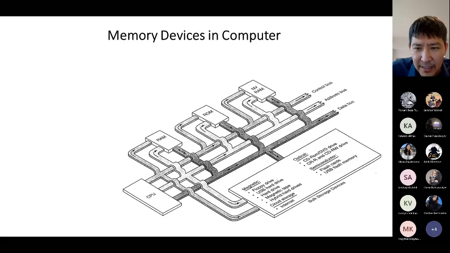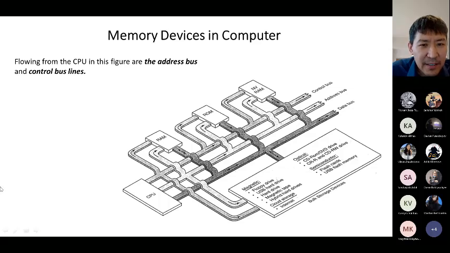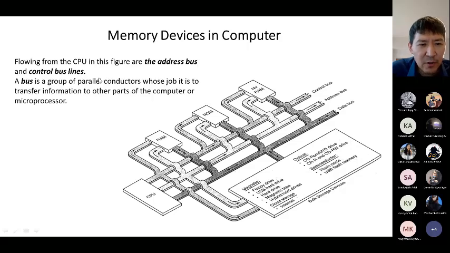For example, I said that here you can see three types of bus: the address bus, the control bus, and the data bus. So what is a bus? A bus is a group of parallel conductors whose job is to transfer information to other parts of the computer or microprocessor.